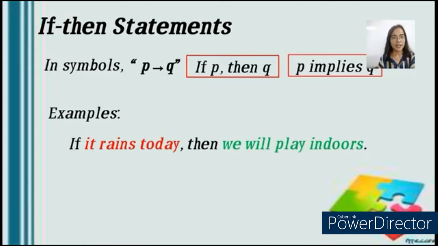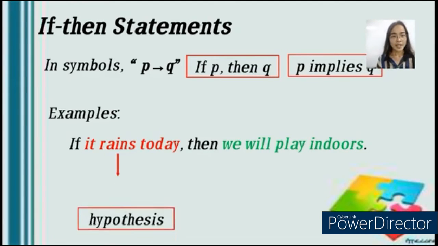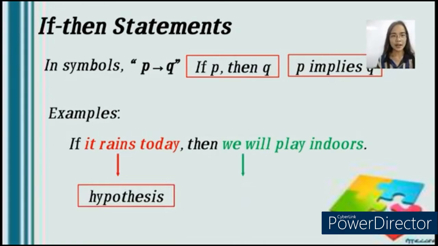So let's take a look at this example. If it rains today, then we will play indoors. So what is the hypothesis and the conclusion? Di ba yung hypothesis natin kanina? These are given facts that we assume to be true. And also, the conclusion needs to be proven. And sabi din kanina, the clause if is the hypothesis, and the clause then is the conclusion. So, ano yung magiging hypothesis and conclusion natin? Yes? Very good. Our hypothesis is, it rains today. And our conclusion is, we will play indoors. Did you get it?